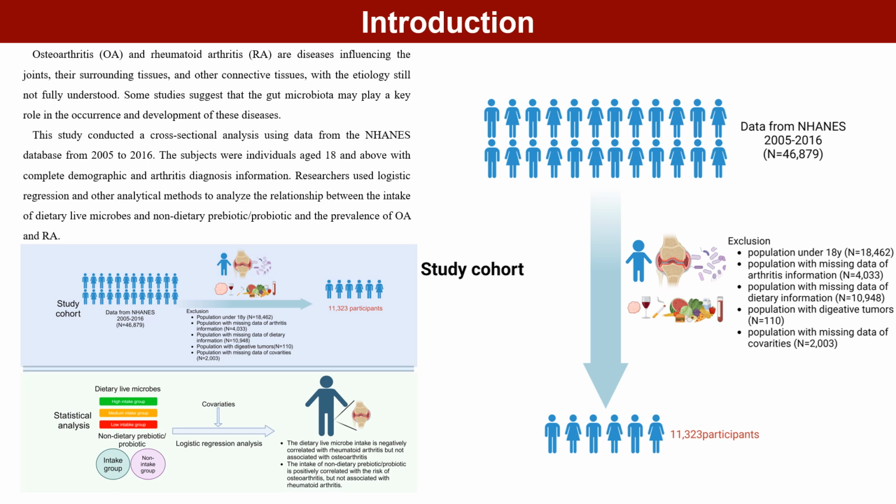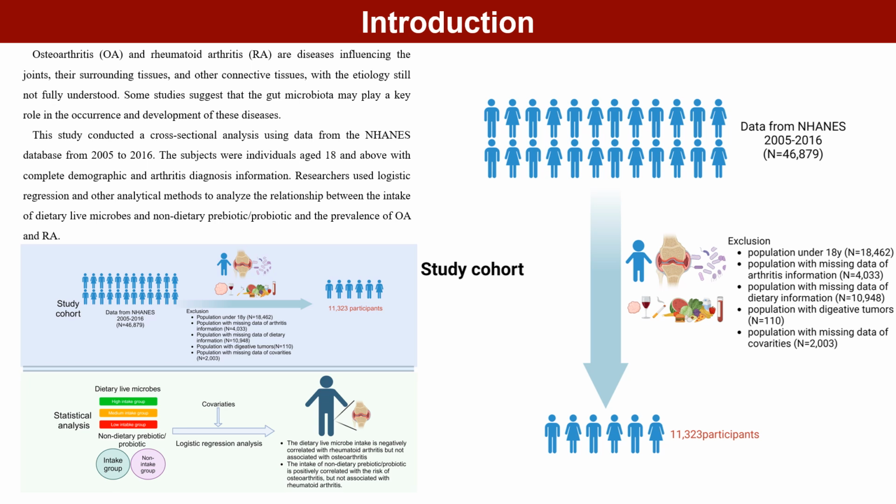Osteoarthritis and rheumatoid arthritis are diseases influencing the joints, their surrounding tissues, and other connective tissues. The etiology of these diseases remains partially unclear, with some research indicating that the gut microbiota may play a key role in the occurrence and development of these diseases. On the other hand, the potential for dietary and therapeutic intervention in OA and RA using the gut microbiota is gaining attention. Nevertheless, more in-depth cross-sectional studies are required to investigate the connection between consuming dietary live microbes and non-dietary prebiotic/probiotic in OA and RA.